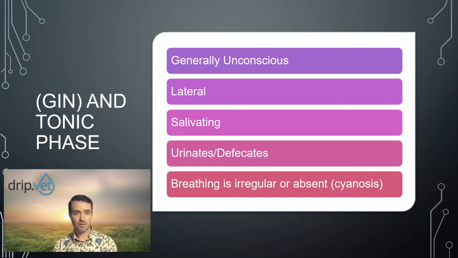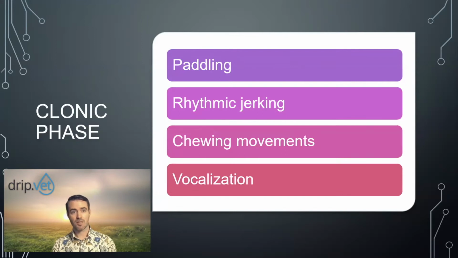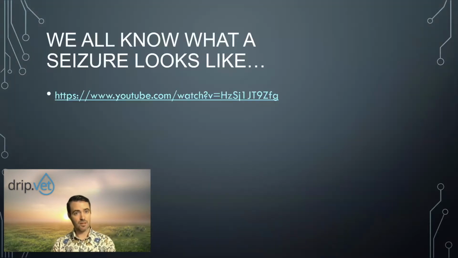After we have our tonic phase in these patients, they tend to go into the clonic phase. This is where we see that paddling, that chewing movement. Some of these patients will vocalize, but this rhythmic jerking is usually very apparent here. And so we all typically like to think we know what a seizure truly looks like. And so I've got a quick video here that I'm going to pull up for you guys.